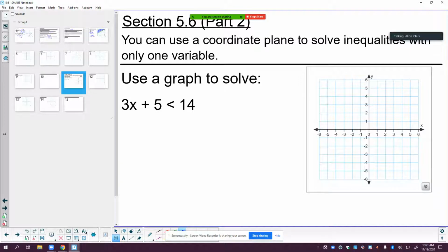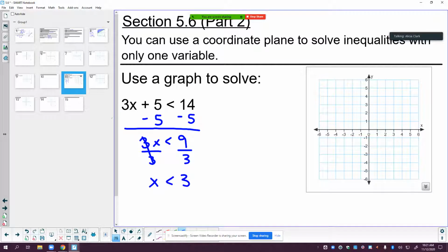So you have 3x plus 5 is less than 14. Solve this just like a regular inequality. You want to get x by itself, which means we're going to subtract 5 from both sides. That's going to give me 3x is less than 9. And then I'm going to get x by itself by dividing by 3. So x is less than 3.